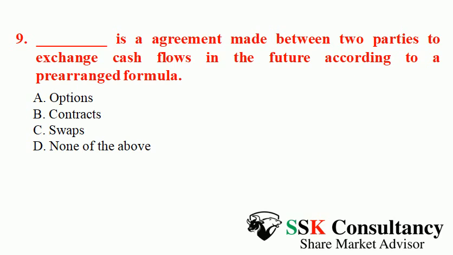Ninth question. Is an agreement made between two parties to exchange cash flows in the future according to a prearranged formula? A. Options. B. Contracts. C. Swaps. D. None of the above. The answer is C. Swaps.